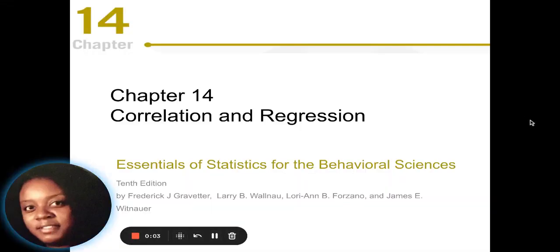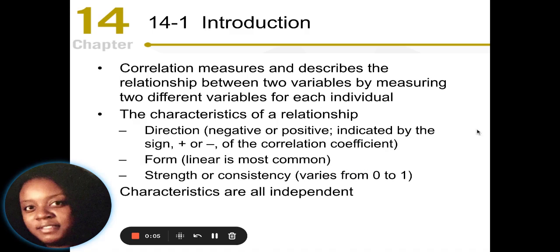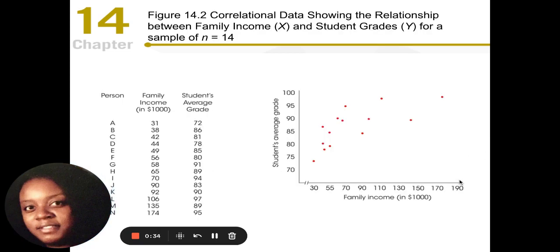All right, so chapter 14 is about correlations and regression. A correlation measures and describes the relationship between two variables by looking at two different variables for each individual. The characteristics of a relationship depend on the direction: is it positive, negative, or no correlation? Then the form, which should be linear, and the strength of the consistency, which is going to vary from 0 to 1. All of those characteristics of correlations are independent.